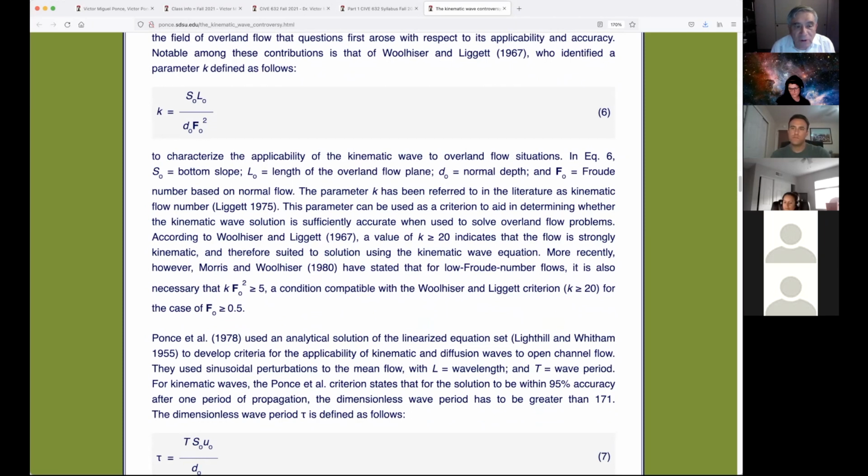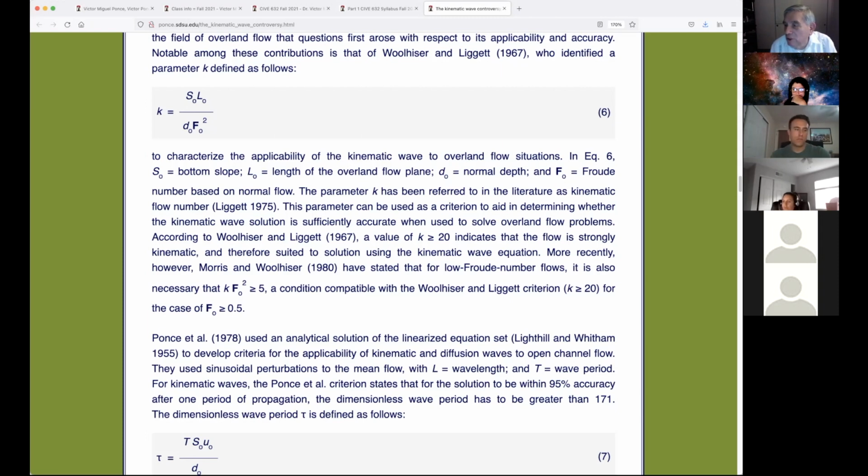The LCVO is the length of the overland flow plane. Wilheiser did not consider the wavelength of the flood or the period of the flood. Why? Because they were looking at short planes. And in a short plane, you cannot look at the period. The period is going to be overwhelmed. Rather, the length is going to be overwhelmed by the period. The period is going to be much longer.